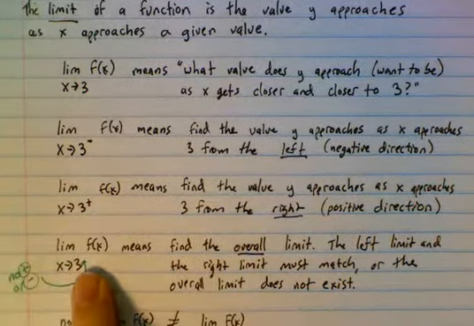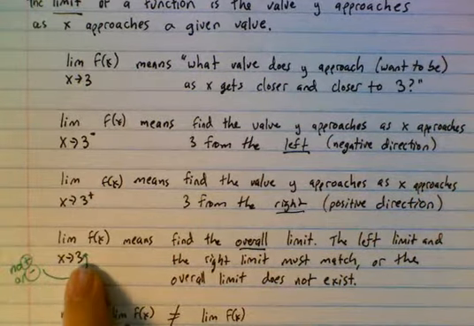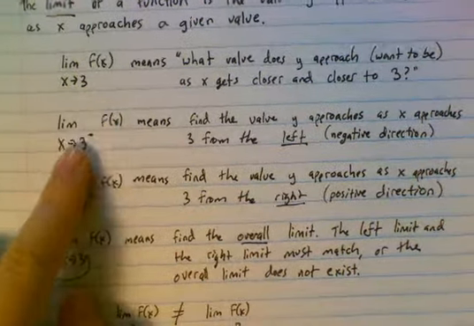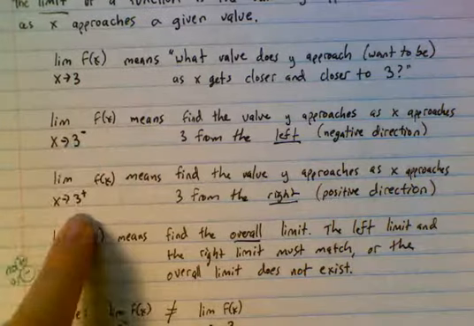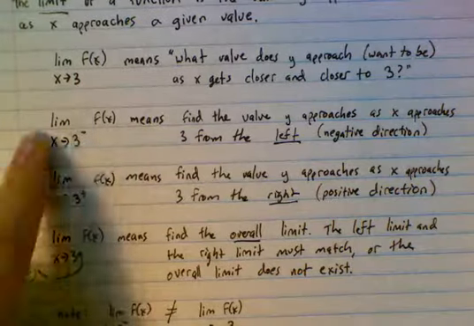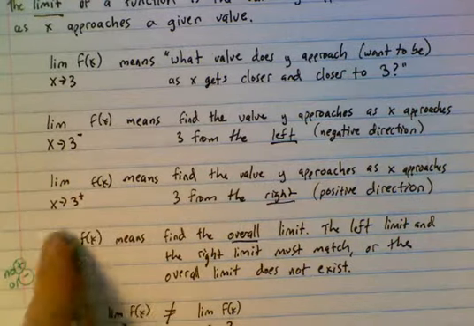And if you ever see it without the plus or the minus, this means the overall limit. It means that we have to find the value y approaches as x approaches from the left, and as x approaches from the right. These are called the left-hand limit and the right-hand limit. And they have to match. If they don't match, then this overall limit here does not exist.